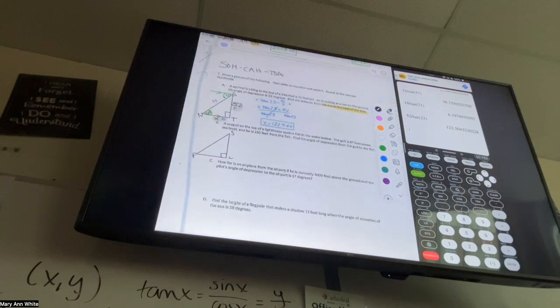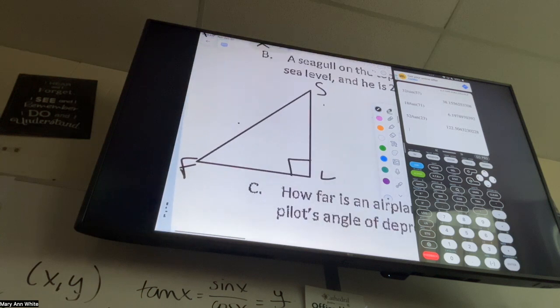It says the seagull is 87 feet above sea level and he is 230 feet from the fish. The seagull is 87 feet from sea level. Where do I put that number? The vertical distance. So he is 87 feet above sea level and he is 230 feet from the fish. Where does that number go?